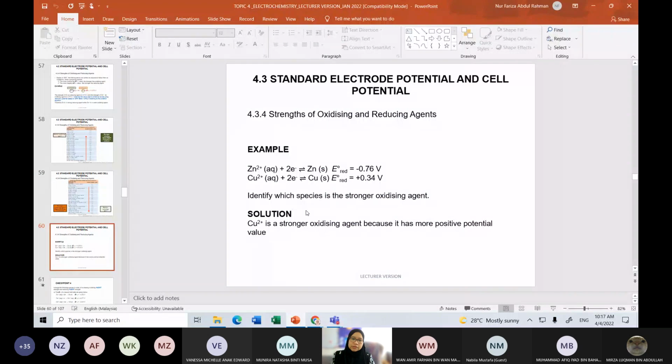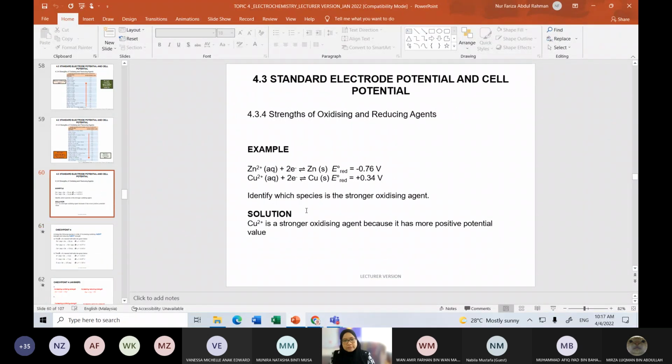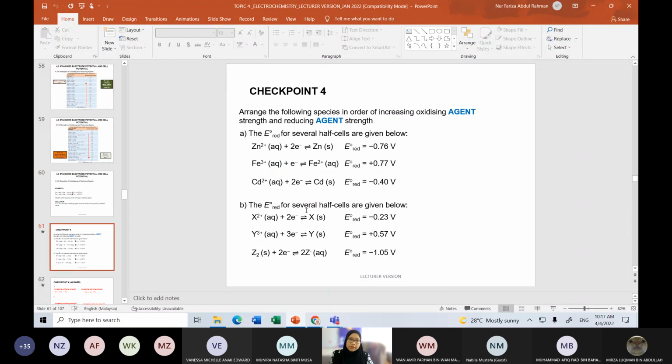So this example we have done, we have discussed about this one. But this one, checkpoint 4. I have asked everybody to complete this checkpoint on your own, and we will discuss it today. So please check your answer with the one that we have in the slides.